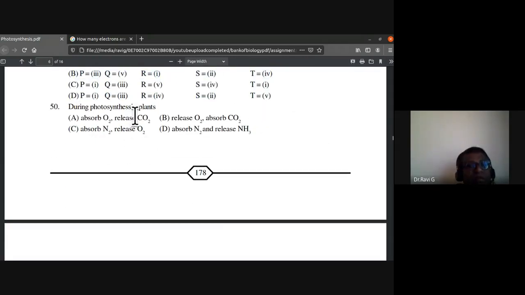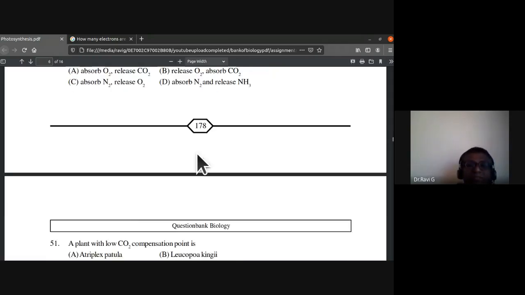50th one: during photosynthesis, plants absorb oxygen and release carbon dioxide; release oxygen and absorb carbon dioxide; absorb nitrogen and release oxygen; absorb nitrogen and release ammonia. Which is the right answer? During photosynthesis, plants release oxygen and absorb carbon dioxide. So 50th, B is the right answer.